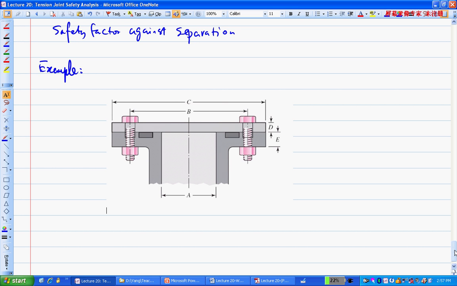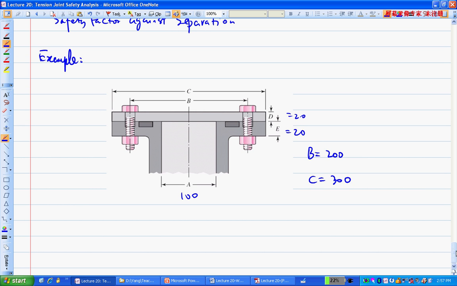All right, so there are some dimensions here. A is 100. They're all in millimeters, I guess. D and E are the same value, so D equals 20, E equals 20. B, actually, we don't really need the B value. B equals 200, C equals 300. Okay, so that's sort of the pressure vessel here.